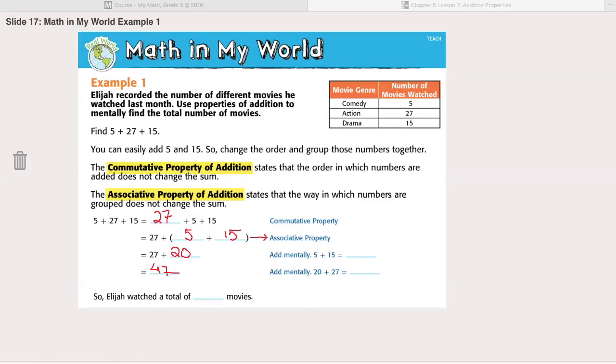All right. So what they're saying is, and obviously we're not just doing it mentally right now, we're doing it on paper. But if you rearrange those numbers in your head, you can more easily add the numbers mentally. And the reason that you can do that is because of the commutative property and the associative property. So Elijah watched a total of 47 movies.